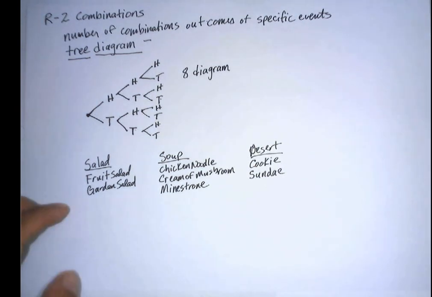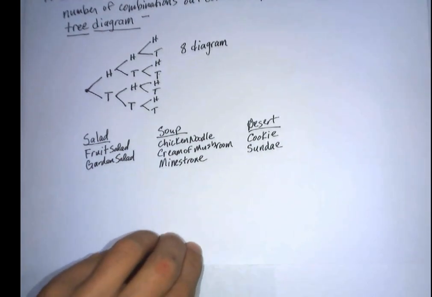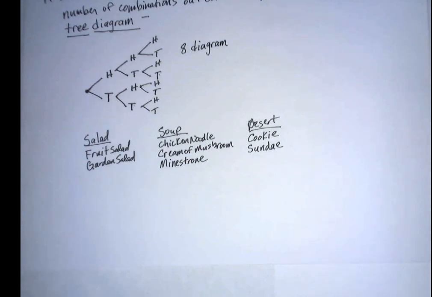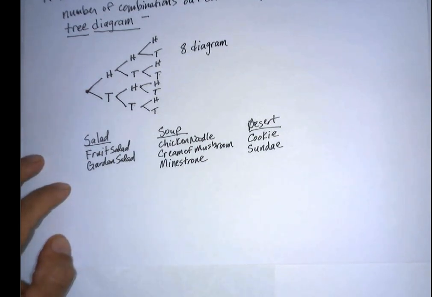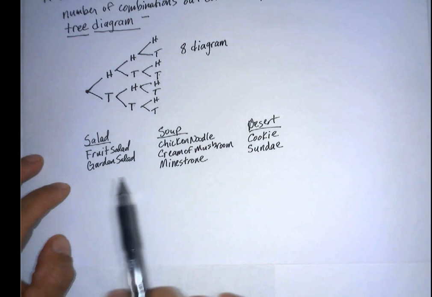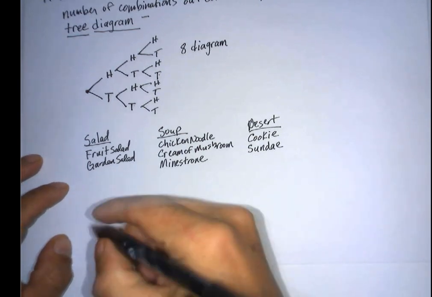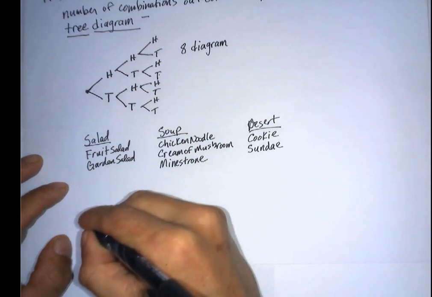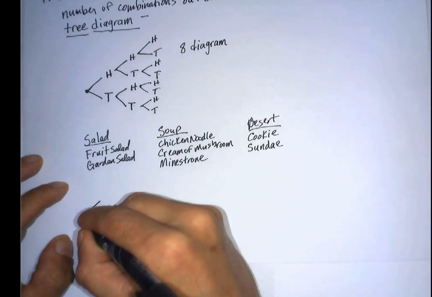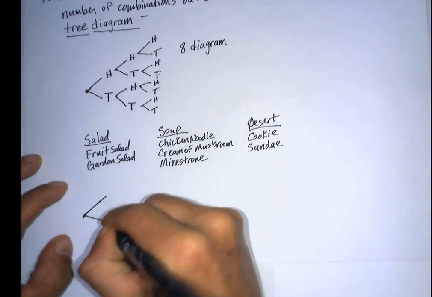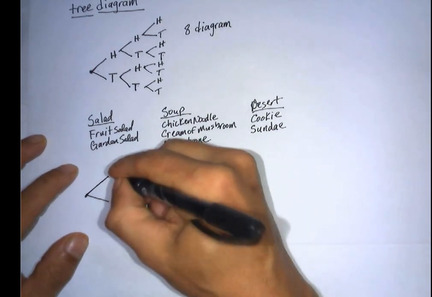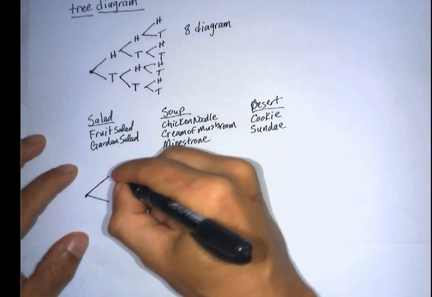So what is the number of combinations of entrees that I can have for lunch? What are the total amount of choices? And to do this, we're going to use this tree diagram. Okay, so the first thing to do is we start at the beginning here, and then we're going to make sure these are really far apart here. We're going to have the fruit salad or the garden salad.